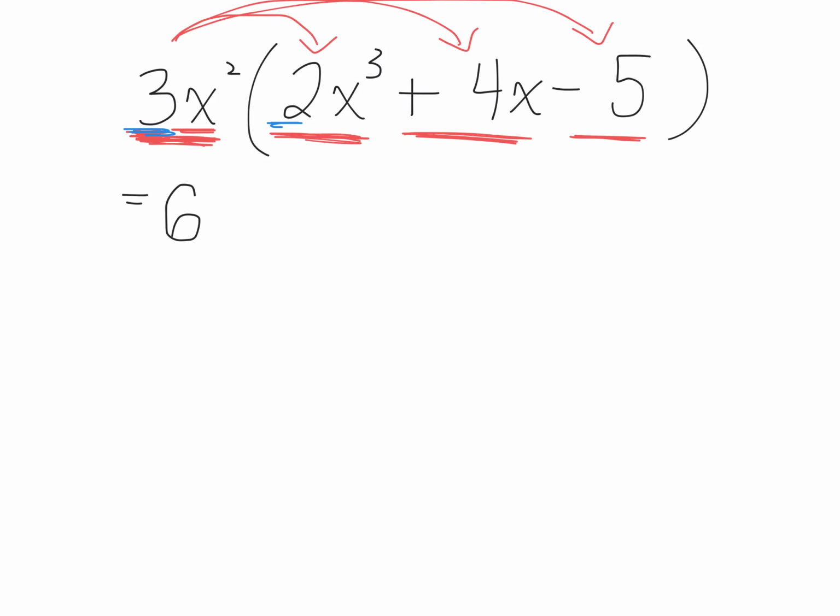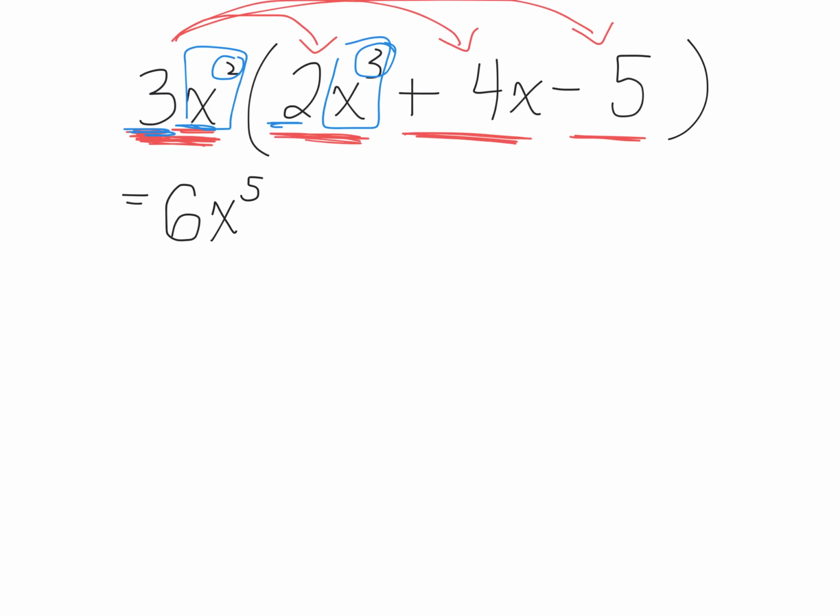3 times 2 is 6, but it's 3x squared times 2x to the power of 3. So how would I multiply x squared times x to the power of 3? This goes back to our exponent laws. When we're multiplying powers, what do we do? Add the exponents. Good. Multiplying powers with the same base, we add the exponents. So this would be 6x to the power of 5, good.